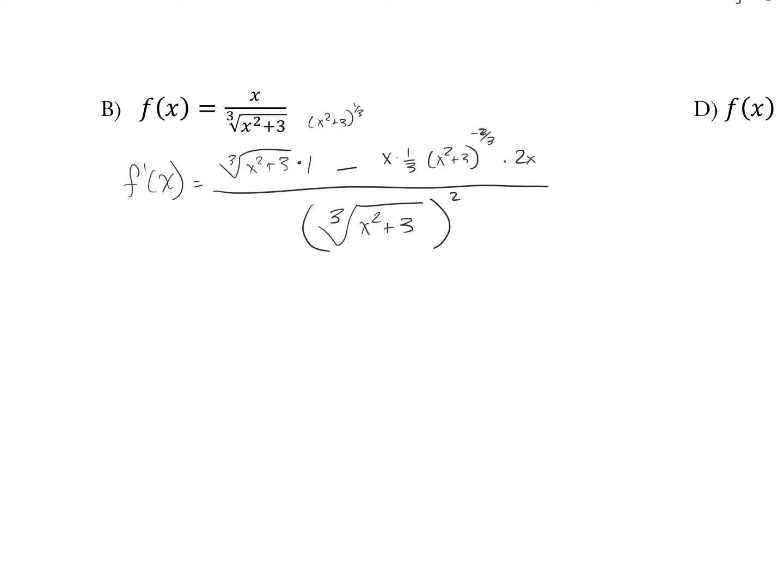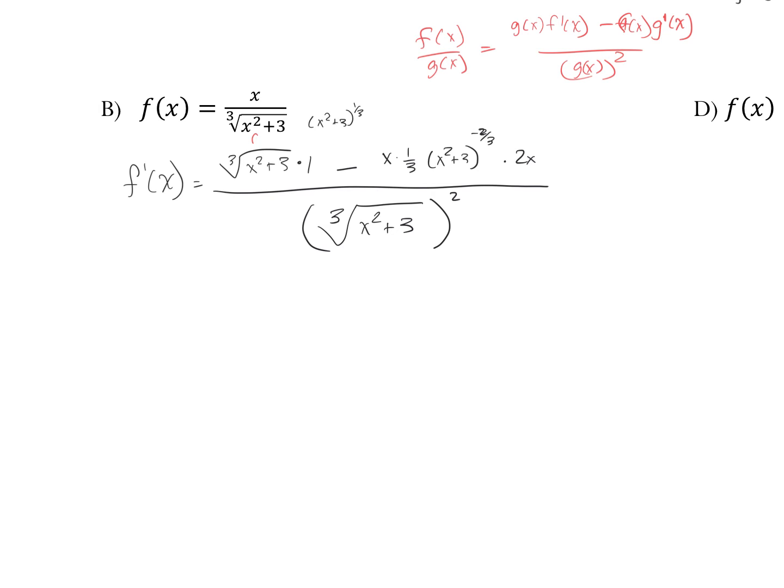So this is a quotient rule, right? For the first part of the quotient rule, we keep the bottom the same and multiply by the derivative of the top. If this is f of x over g of x, the quotient rule would be g of x times f prime of x, minus f of x times g prime of x, all over g of x squared, yeah?